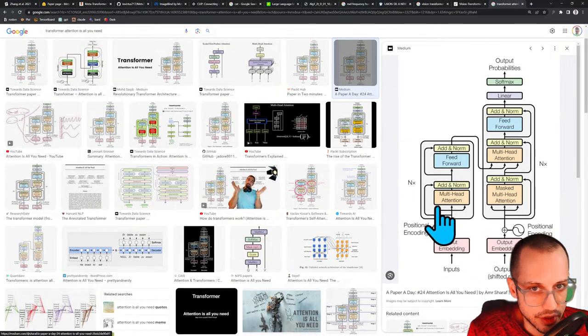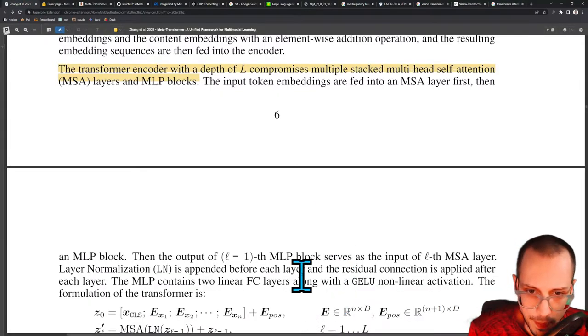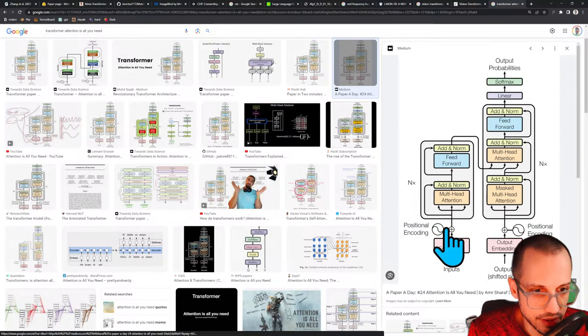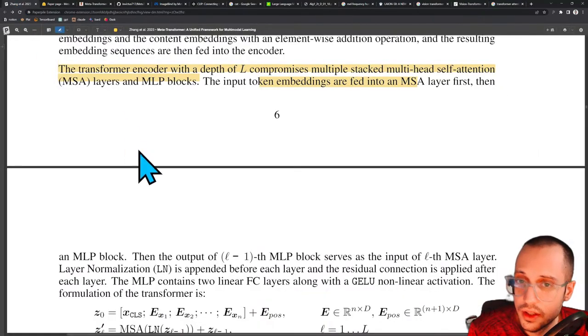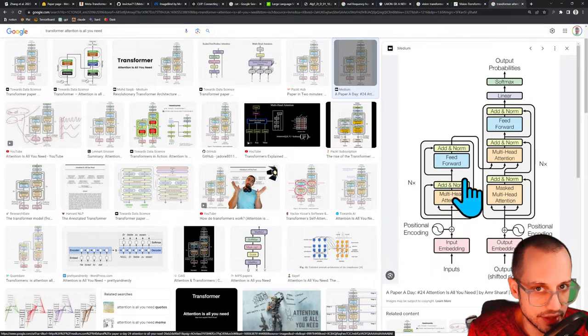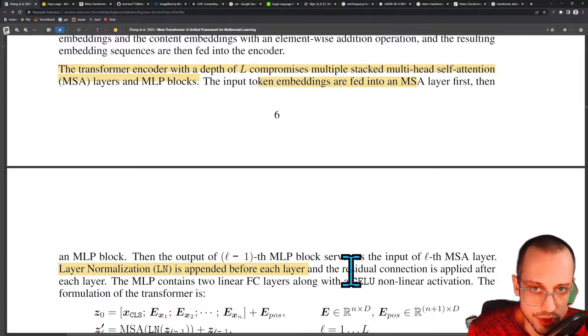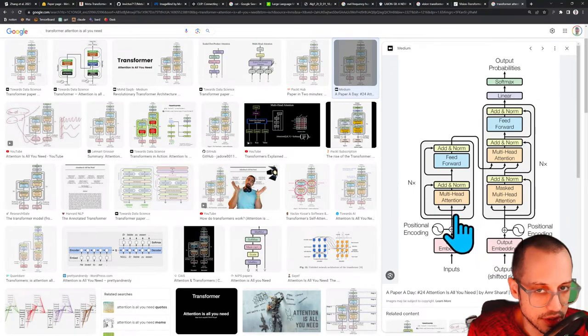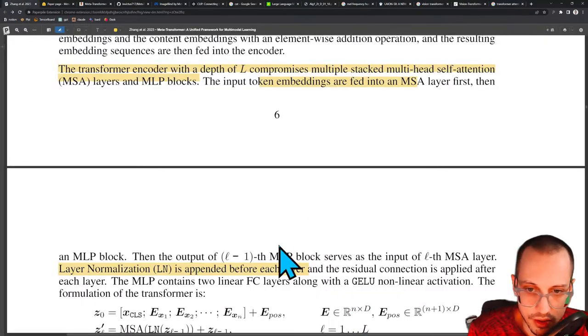So let's look at their encoder. They're saying the input embeddings are fed into the layer first. So the input embeddings here are just being concatenated with the input. Then they have the layer normalization before each layer. Here the layer normalization is after, but normally they do it before. The residual connection is applied after each layer, so the residual connection is this thing here, which goes off to the side. And then this feed forward here is the MLP that they're describing here.